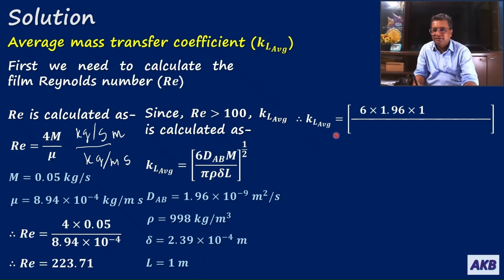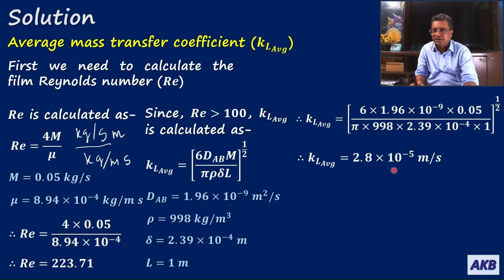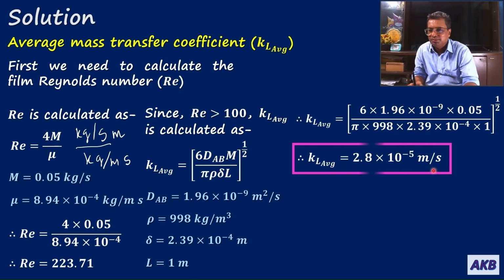So therefore KL average will be equal to 6 into 1.96 into 10 to the power minus 9 into 0.05 divided by pi into 998 into 2.39 into 10 to the power minus 4 into 1 raised to 1 by 2. So if you solve this, you are going to get KL average as 2.8 into 10 to the power minus 5 meter per second. So in this way we get KL average.